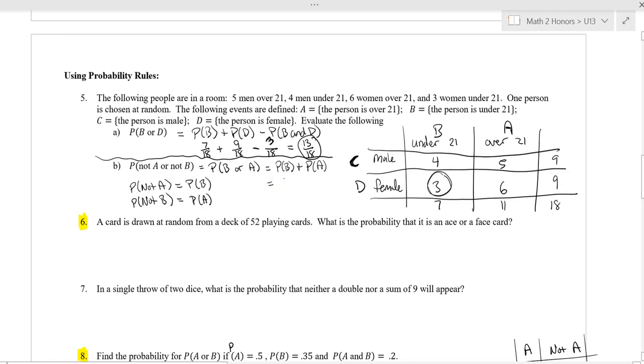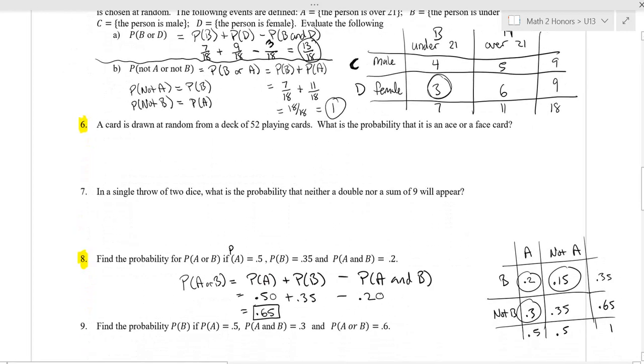Probability of B is 7. There's 7 under 21 out of 18. Probability of A is 11. There's 11 over 21 out of the 18. And so we end up with 18 out of 18, which is 1. Meaning it's going to happen. It's either going to be under 21 or over 21 if you pick one person out of this 18. Alright, 6 you guys did, or we did together in the notes.